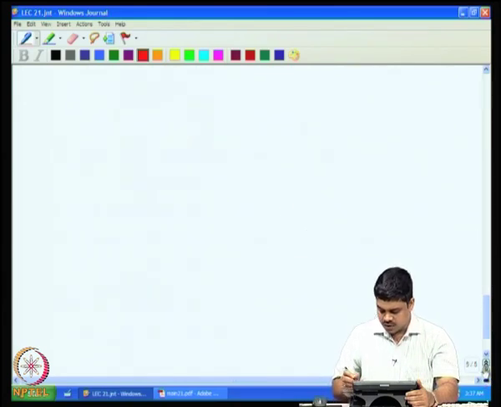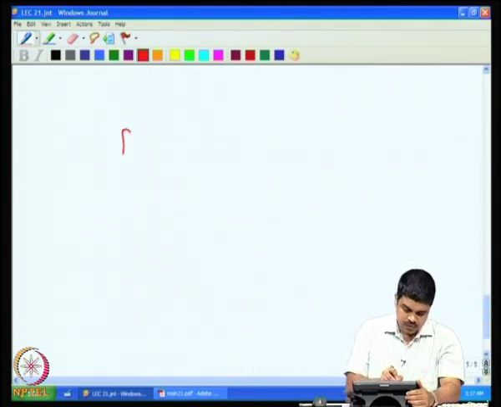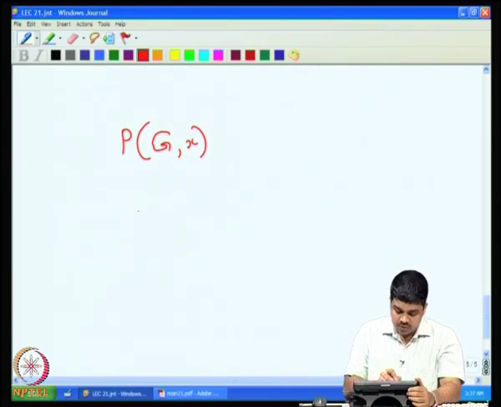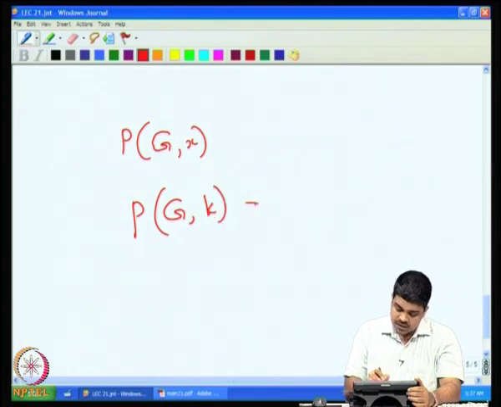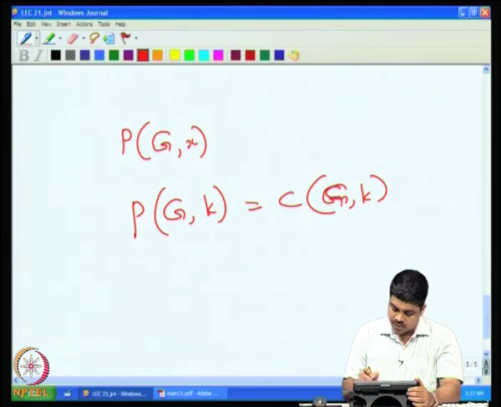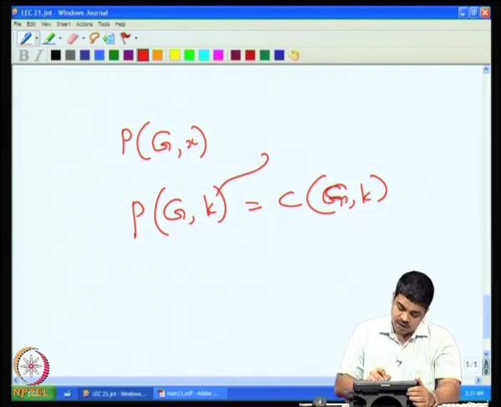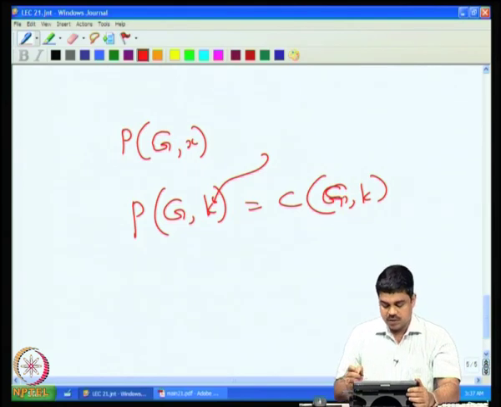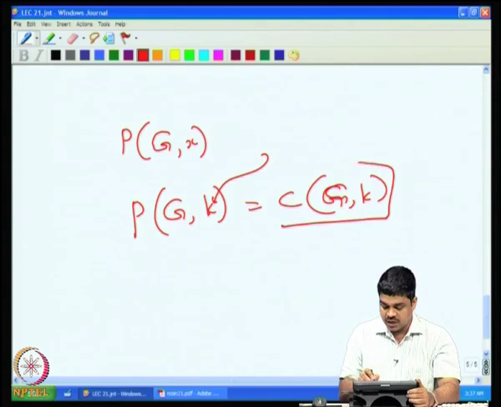And now there is an interesting polynomial called the chromatic polynomial, P of G of X, a polynomial in X. So if you substitute for X, say K, then what we get is C of G comma K. These are the interesting facts about this polynomial. You can put the value X equal to K in the polynomial, and this number C of G comma K will come out.